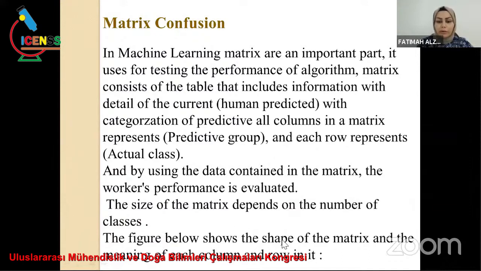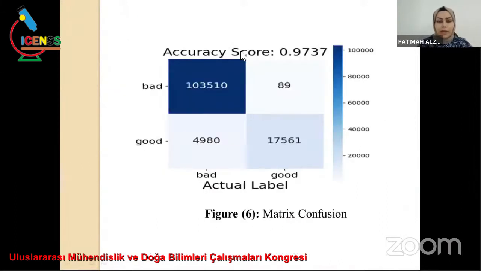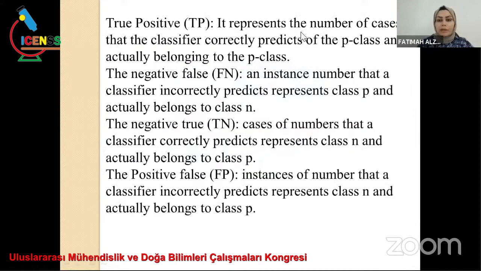The figure below shows the shape of the matrix and the meaning of each column and row, and this is the shape. We can see the actual label, and we can see the predicted label. True positive, TP, represents the number of cases that the classifier correctly predicts as class P and actually belong to class P. The false negative, FN, is the number of instances that the classifier incorrectly predicts as class N and actually belong to class P.